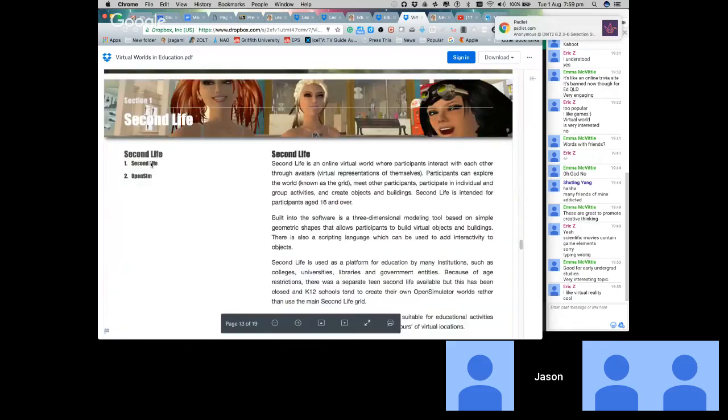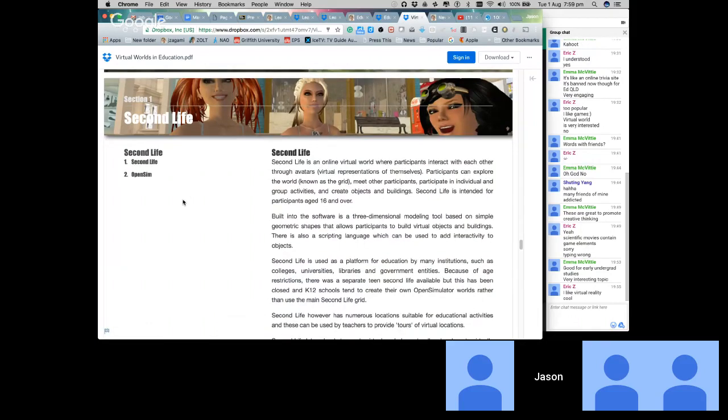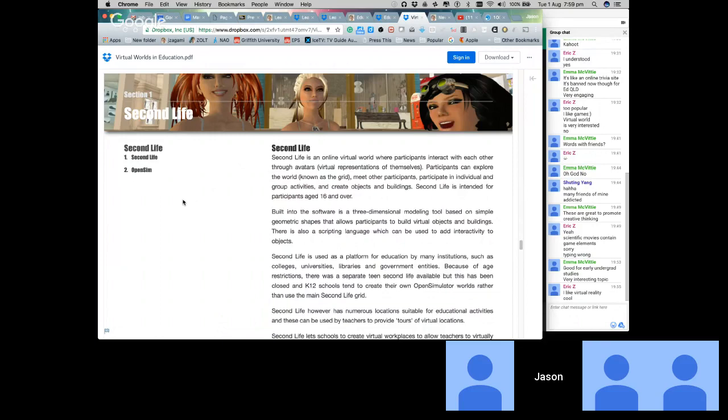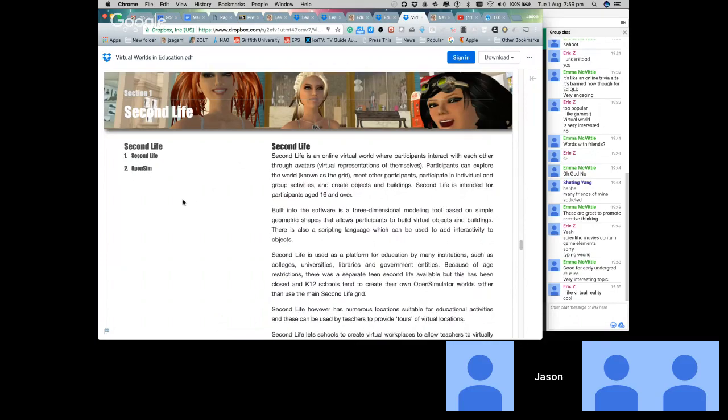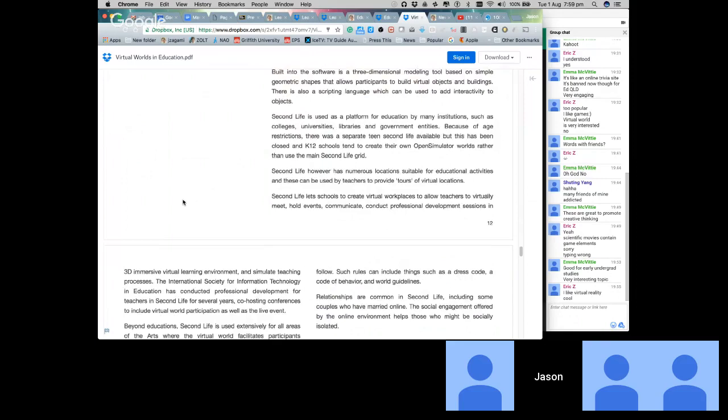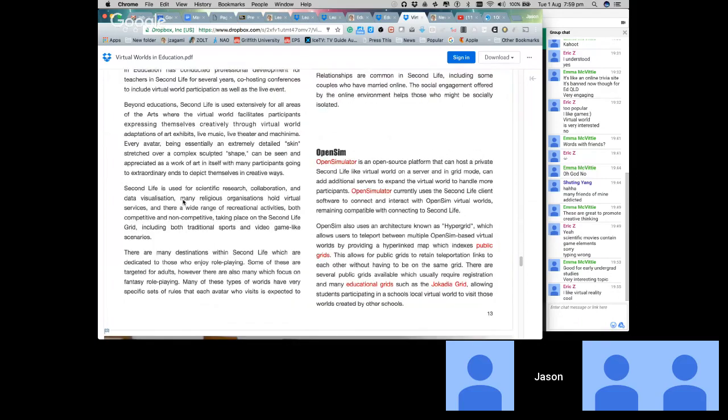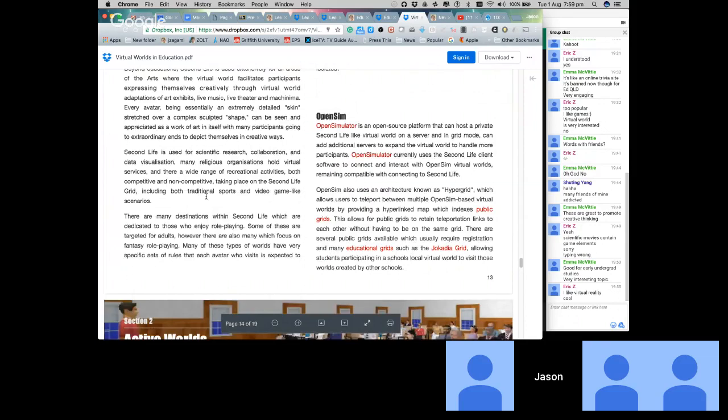So Second Life was probably the largest virtual world. It's sort of become less popular over the years, but it was a very, very large virtual world and space that people could visit, including they had educational ones. Opensim was a more recent version of that, and there's been a number of new ones since then.